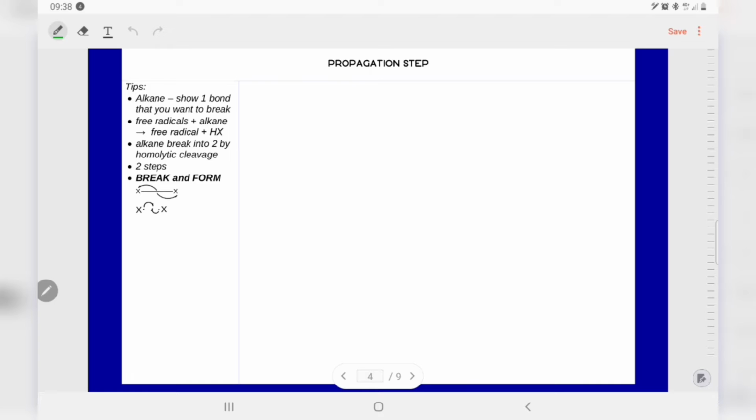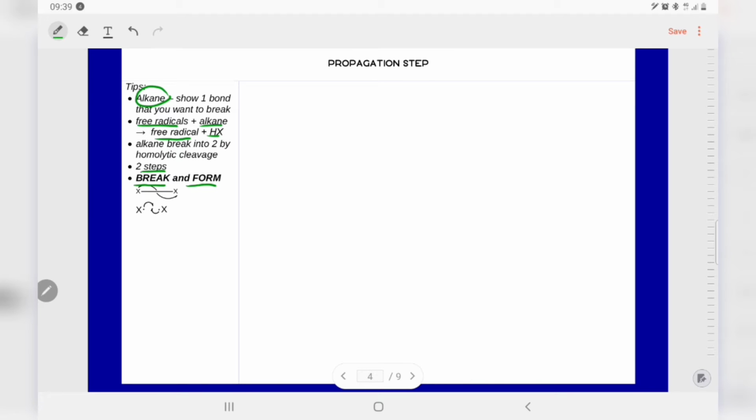Propagation step. A tip: show 1 bond that you want to break in the alkane, and we must write the free radical and the alkane, and it will form a free radical. The breaking type will still be homolytic cleavage. In this step, we have 2 steps, and there will be breaking and forming of bonds.